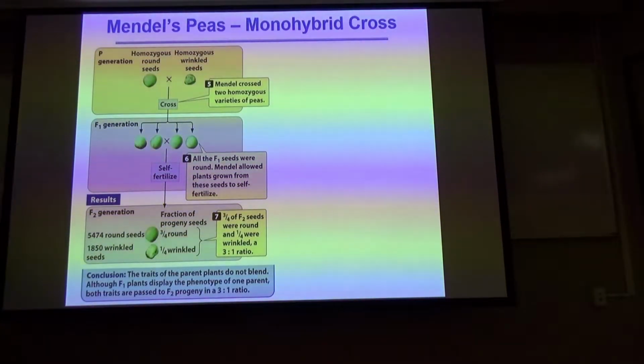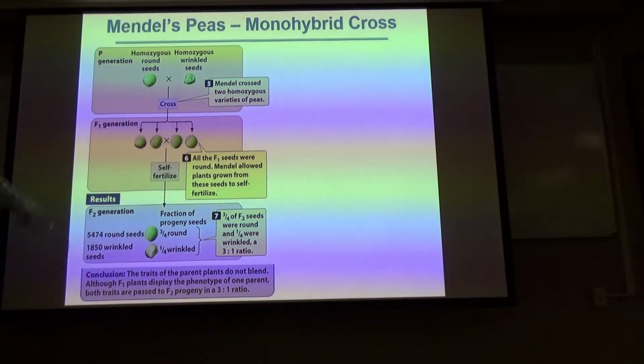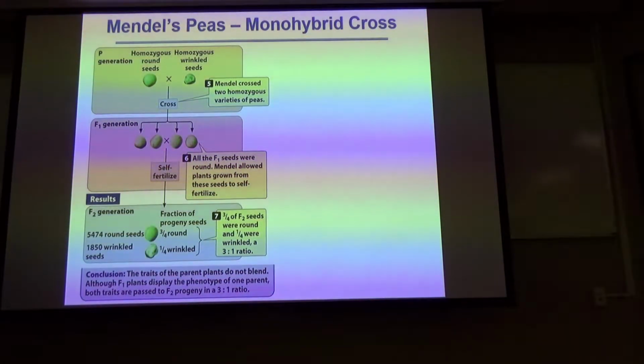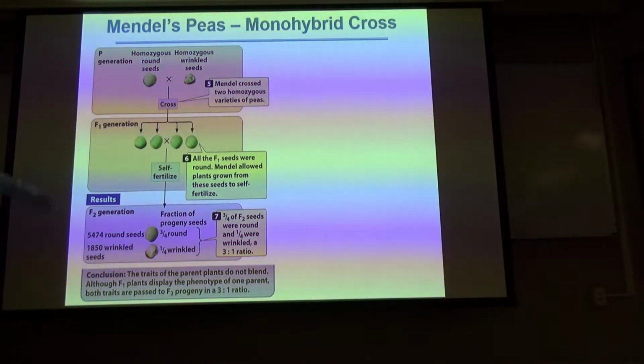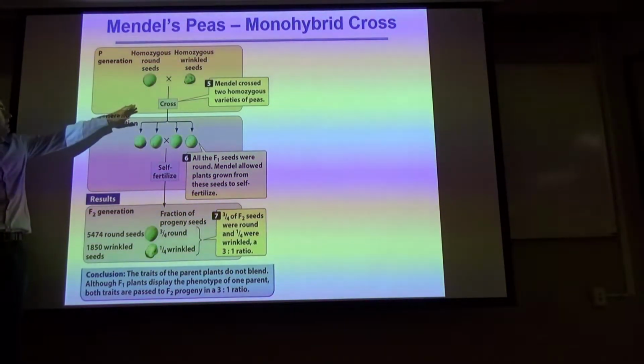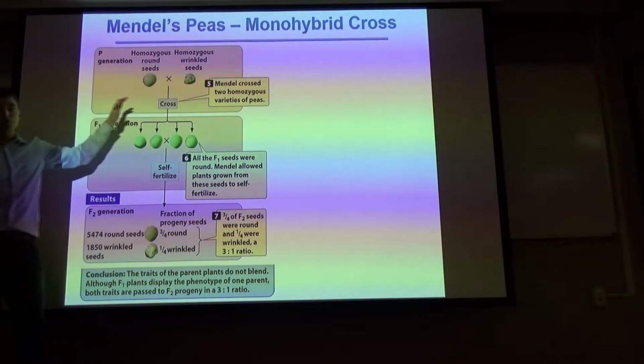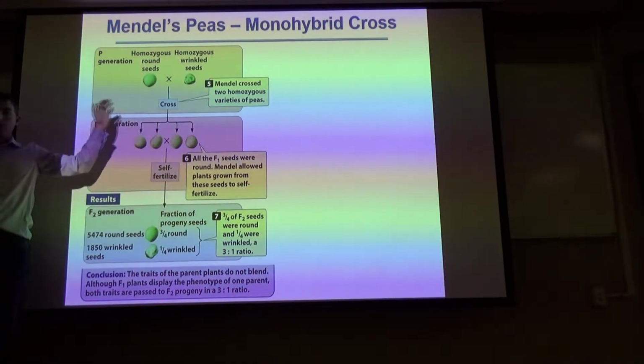Okay. This is what Mendel actually observed when he looked at all of those different phenotypes within this crossing scheme that he had. So, important to note before this as well, he bred these two parents for multiple generations beforehand to make sure they were homozygous.